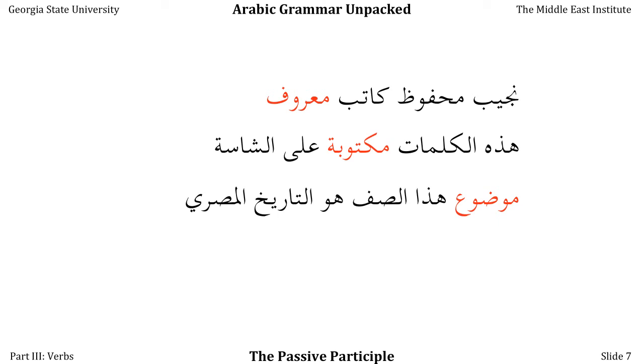Here, the ism maf'ul is a noun from wada'a, to put or place. So a mawdu' means something that has been put or placed, and means topic or subject in Arabic. We don't always get the precise meaning from the word, but most of the time we can get a pretty good idea of what it means from its root letters and its form.